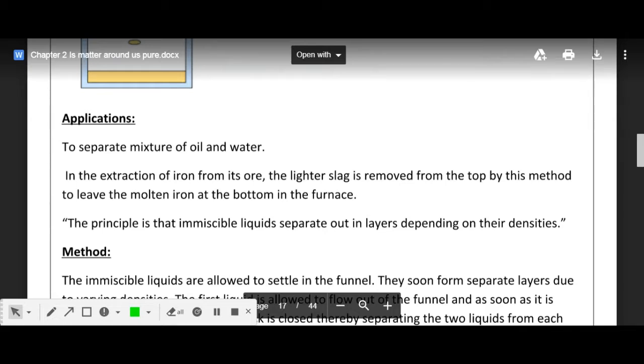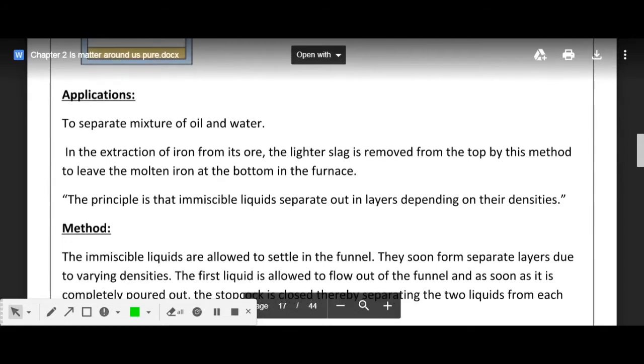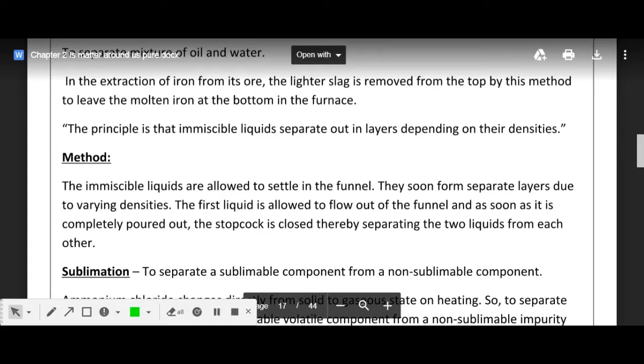Next are the applications. To separate a mixture of kerosene oil and water. Extraction of iron from its ore: lighter slag is removed from the top by this method to leave the molten iron at the bottom. So the impurities come to the top and are removed, and the molten iron which is left at the bottom is separated. So the principle is to separate miscible liquids by density. So we can separate the two liquids depending upon their density.